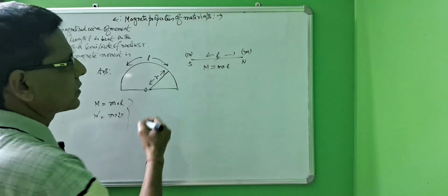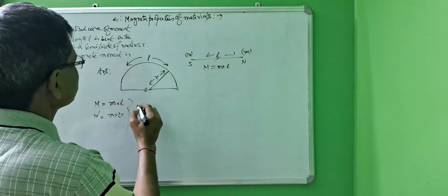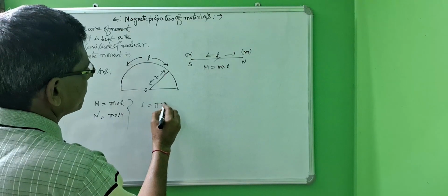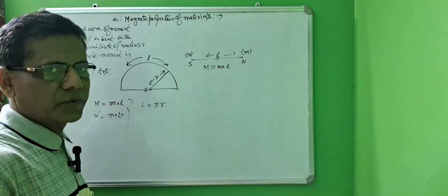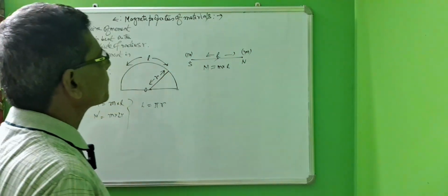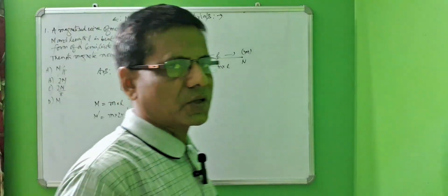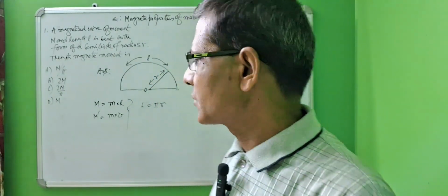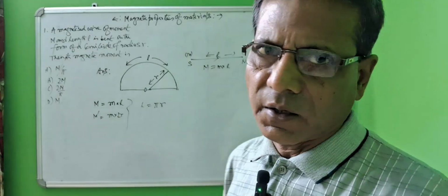Now R is related to the semicircle as L equals pi R, because the total circumference of a circular wire is twice pi R.